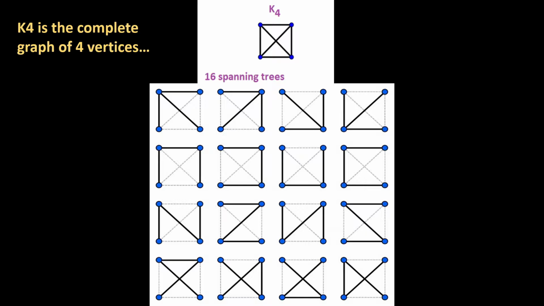K4 is the complete graph of four vertices. It consists of 16 distinct spanning trees.